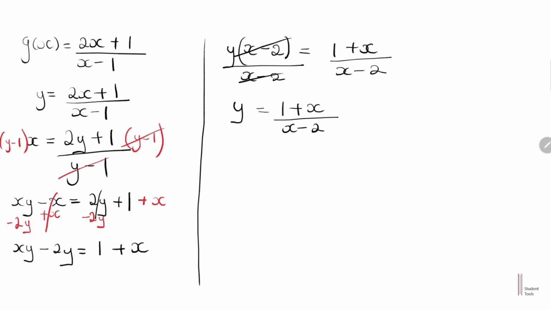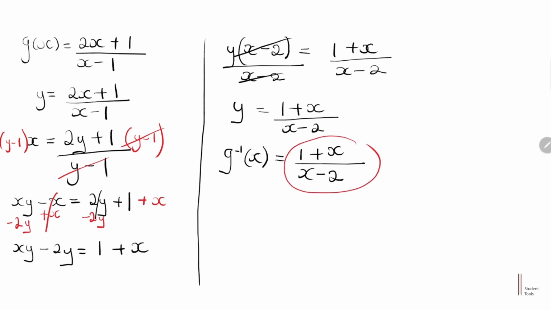So this is the inverse of g. So we can even write it like this. The inverse of g equal to 1 plus x over x minus 2. So this is the inverse. The question said we must solve the equation whereby the inverse is equal to a positive 2. So that means we must find the value of x whereby this is equal to a positive 2. All right, let us use another page for this part.